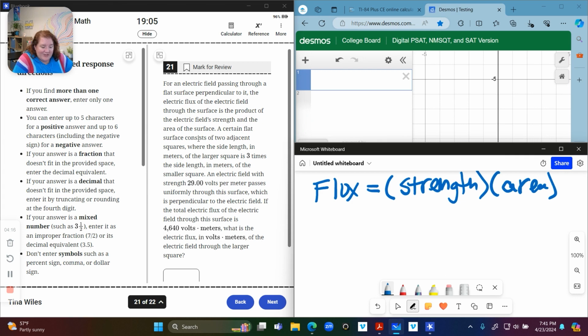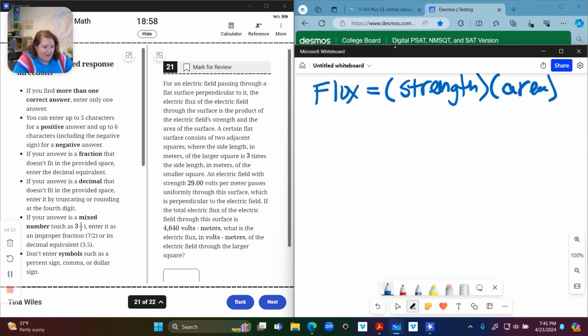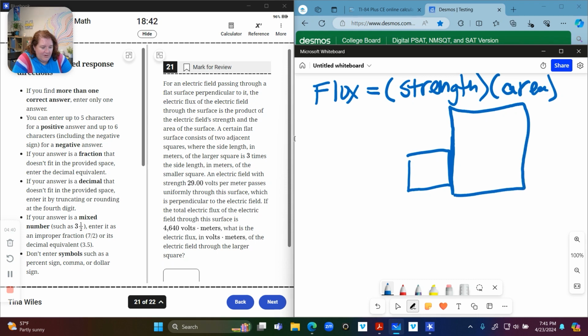A certain flat surface consists of two adjacent squares. I'm going to move this up here to give us some more area. The two adjacent squares, where the side length in meters of the larger square, so these are next to each other, is 3 times the side length of the smaller square. So let's say this is x and x, and this would be 3x and 3x.